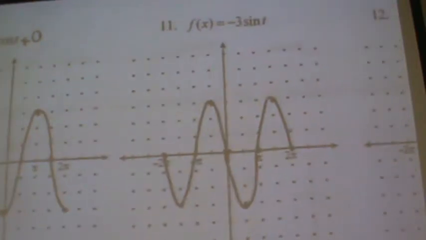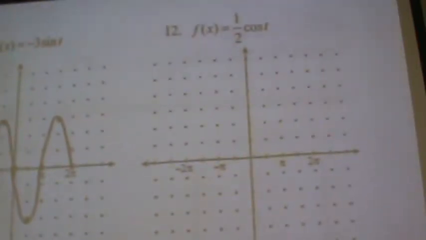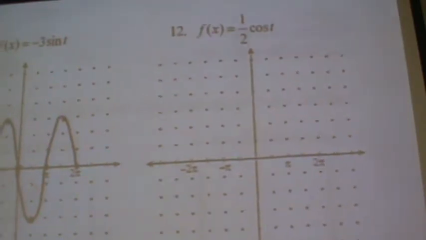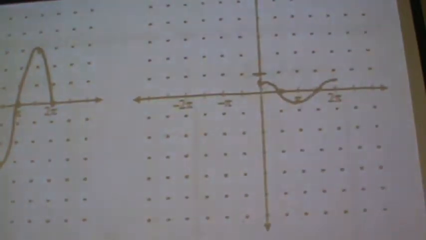Okay, number 12. What does that 1/2 do? Now, if we keep our scale the same, this is a 1 right here. So your graph is gonna start a half up. It's gonna look like this. And I know it's really hard to see this, that's why I kind of blew it up. But this is a vertical compression by a half. So it's in between.